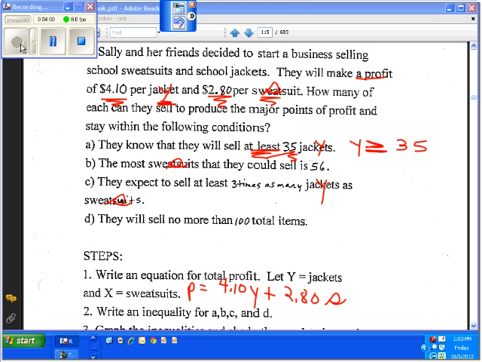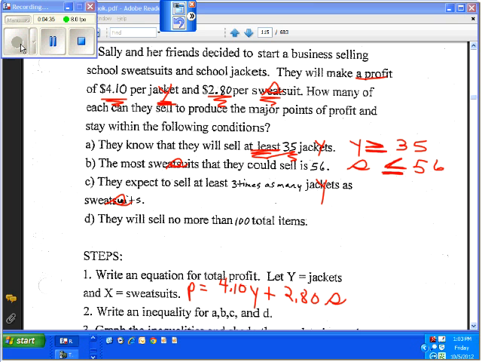B says the most sweatsuits that they could sell is 56. If the most is 56, that means it is 56 or less. The number of sweatsuits is 56 or less. If the most is 56, then it's 56 or less. You see that? Kind of got to these.